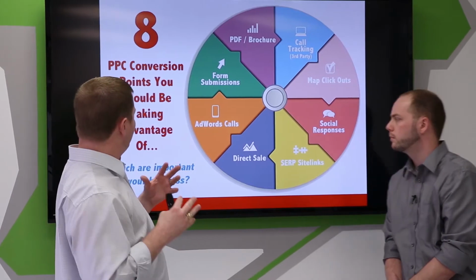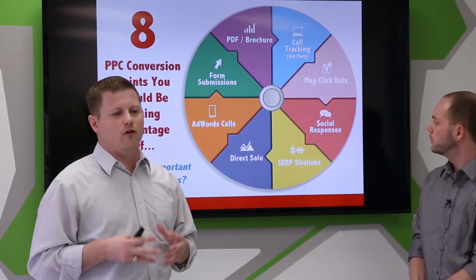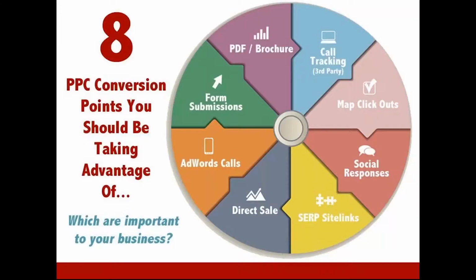So for starters, you really need to determine which types of conversions you want to set up for a campaign. Here we've identified what are probably the biggest 8 for your campaign, and you really got to find out which ones are going to be right for you for what type of campaign. Almost any campaign is going to have some kind of form submission, and you're going to want to track some kind of calls. Those are really the bread and butter.